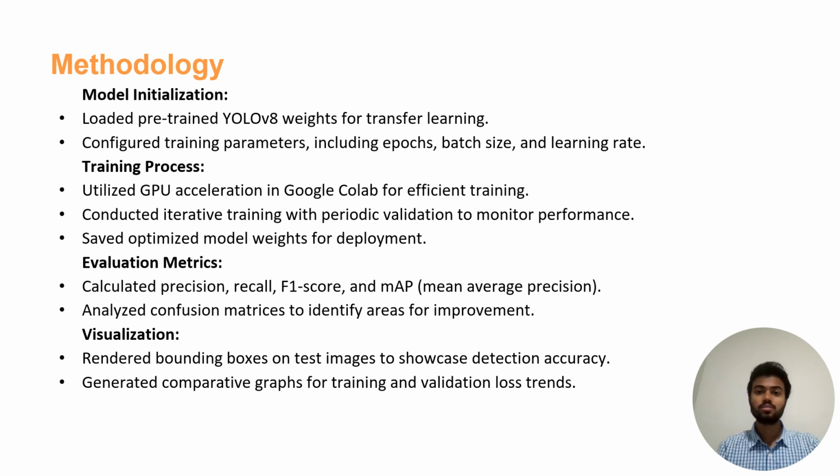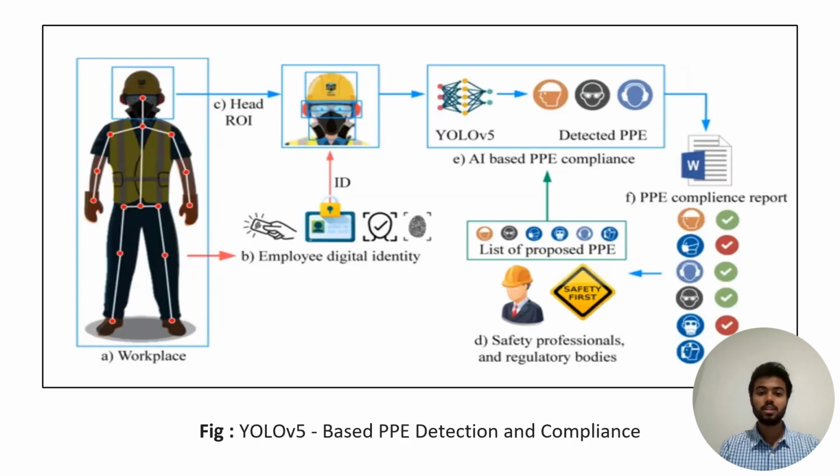To make it easier to understand the detection of safety equipment, I have also rendered bounding boxes over the images to check the accuracy of safety equipment detection. The model also generated comparative graphs for training and validation loss trends that I'll show in the coming slides. This image explains how the YOLO V8 model works.